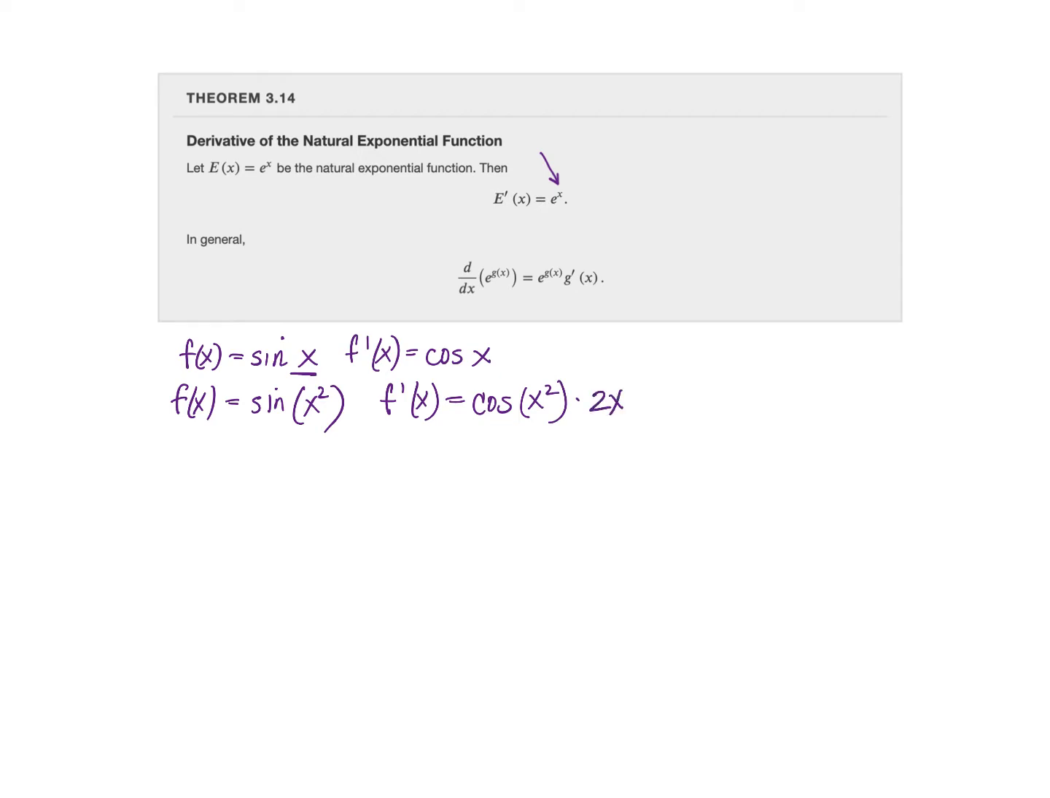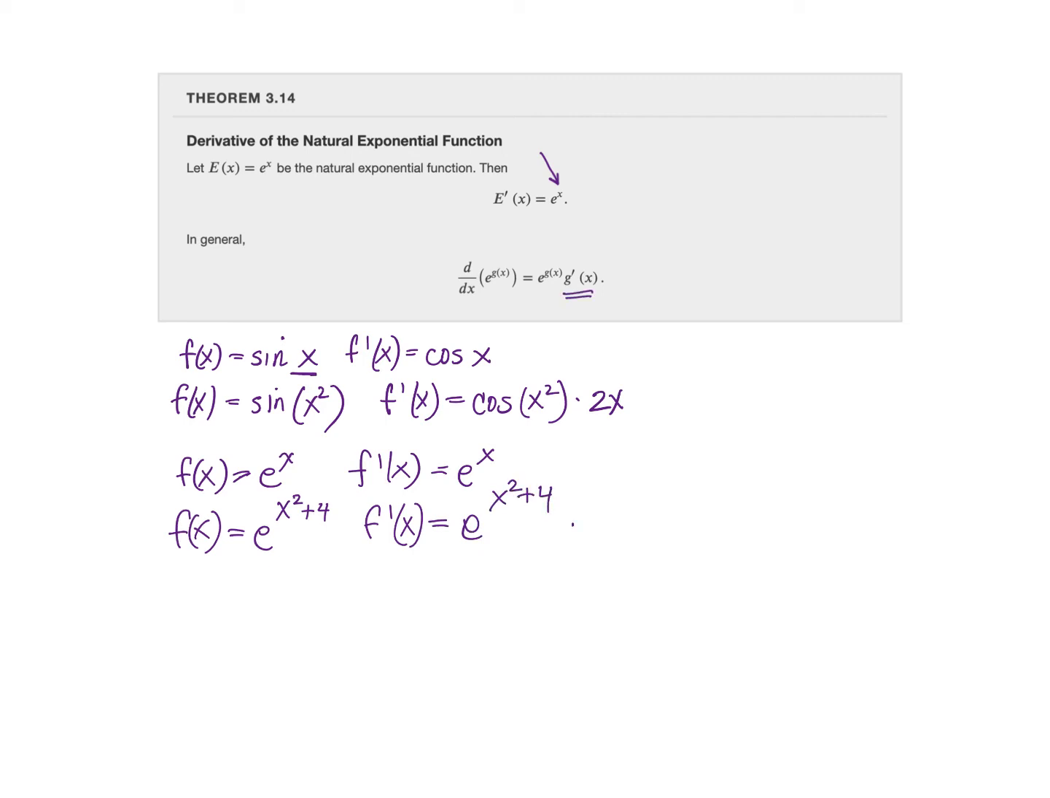A similar situation happens here. If I have simply e to the x, the derivative is just e to the x. But if I have a quantity in the exponent, let's say e to the x squared plus 4, then to take the derivative, I apply the rule as it is, so I say e to the x squared plus 4, but then I also have to apply the chain rule by taking the derivative of that exponent. So g prime of x would be times 2x. I'm taking the derivative of this term. So I can simplify that by writing 2x times e to the x squared plus 4.